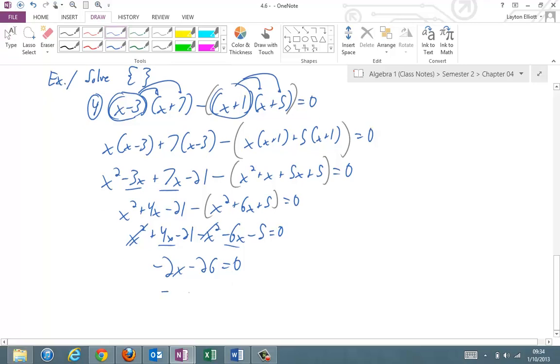Add 26 to both sides, we get negative 2x is equal to positive 26. Divide by negative 2, we get x is equal to negative 13.